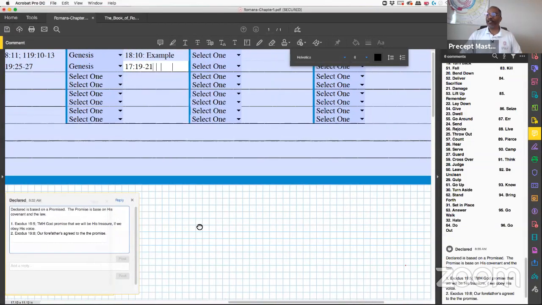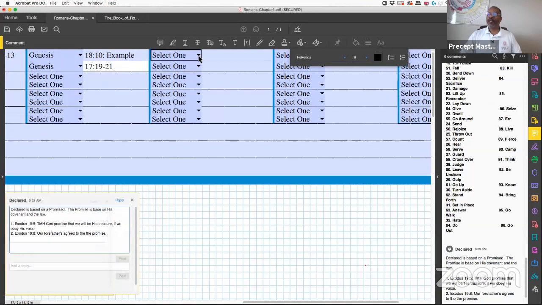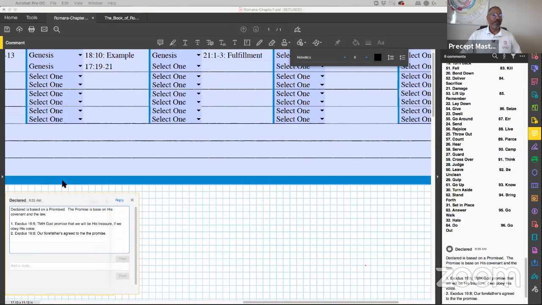Actually, I don't want that. And we're going to see the fulfillment of the promise, because I have to put fulfillment there. So that's why I have to go over here. So we're going to go to 21, verses 1 through 3, the fulfillment of that promise. We got to see this. So let's break this down, and we're going to go to Genesis 21:1-3, and we're going to see this fulfillment of this promise.